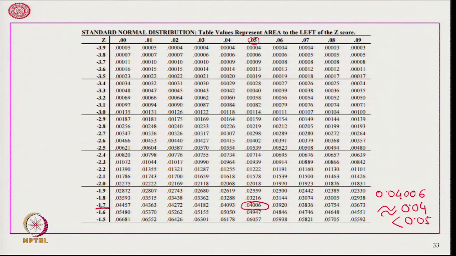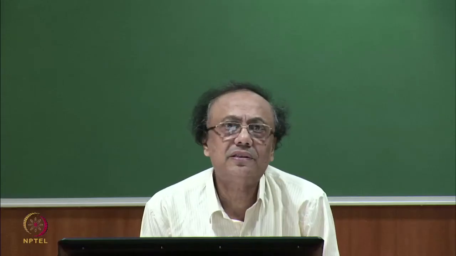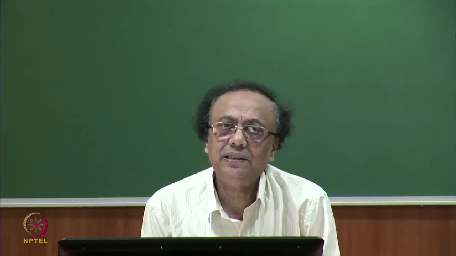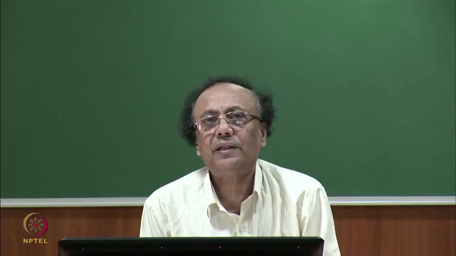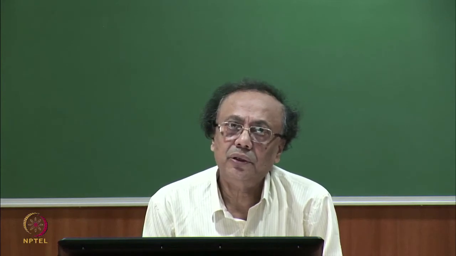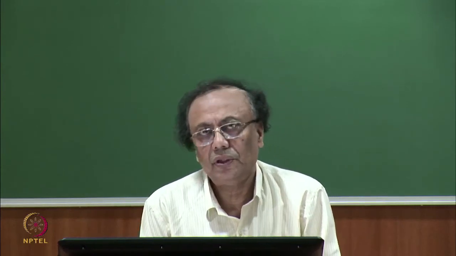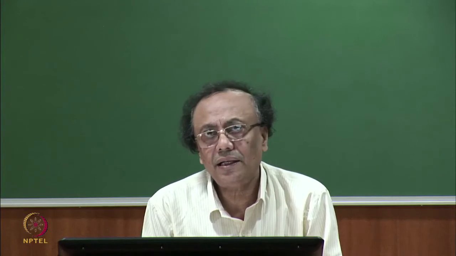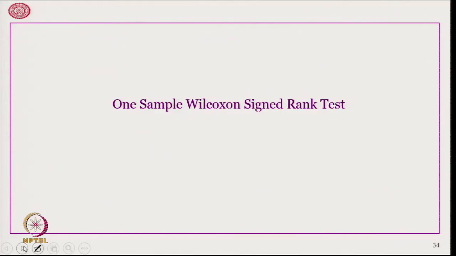So, as I said, it was a very simple test which is called sign test, and like that we can check whether we can accept the null hypothesis that m is equal to m naught. Now, let us look at a slightly improved test which is called Wilcoxon signed rank test. Sign test is very simple, but it has one problem.